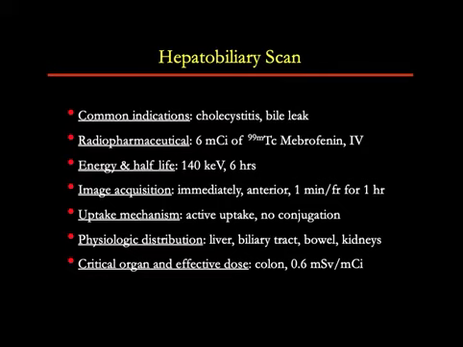The mechanism of uptake is active uptake, and the radiopharmaceutical is taken up actively into the hepatocytes, just like bilirubin, but at the same time it's not conjugated before it's excreted into the bile. So that's the difference between how hepatocytes treat bilirubin, which is taken up actively, conjugated and excreted, and the radiopharmaceutical, which is taken up actively and excreted without conjugation. Physiologic activity is seen in the liver, biliary tract, bowel, and some excretion is seen from the kidneys into the urinary bladder. The critical organ for this radiopharmaceutical is the colon.